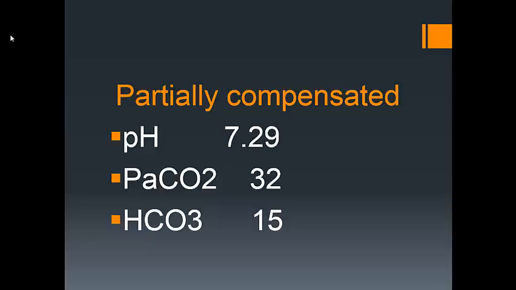So the value not matching the pH is the CO2, and that is the value that is going to be the compensator. Why this is partially compensated is because the CO2 is abnormal. The lungs are trying to compensate for the metabolic acidosis, but it has not compensated enough to make the pH normal as of yet. This is a partially compensated ABG.